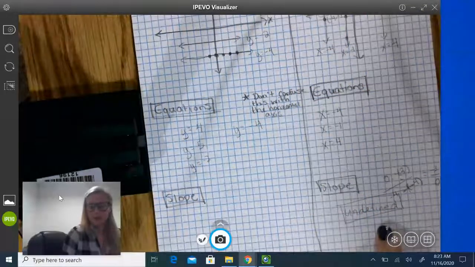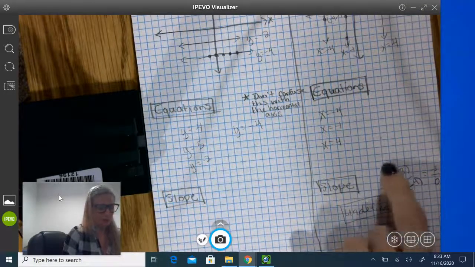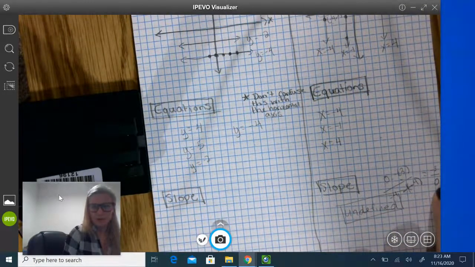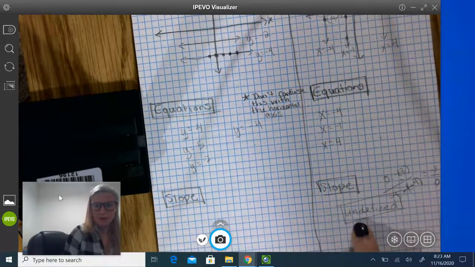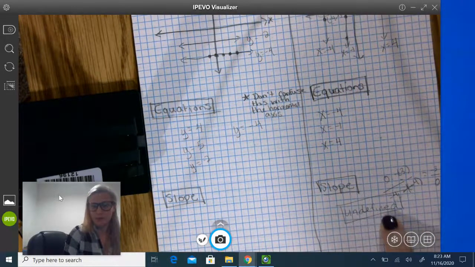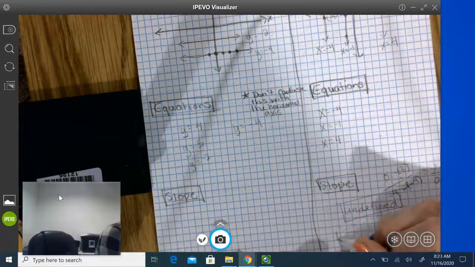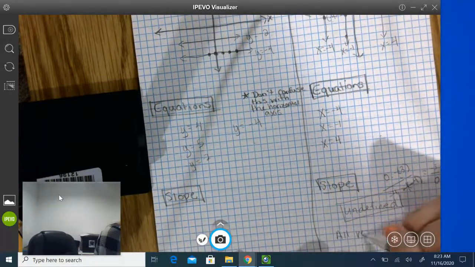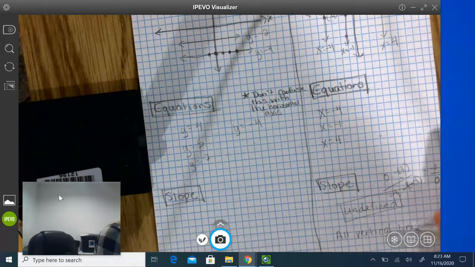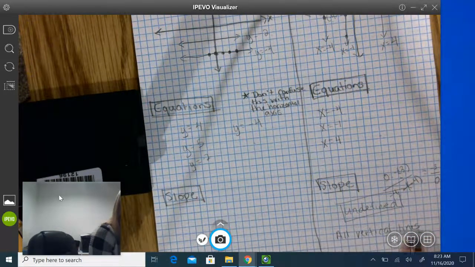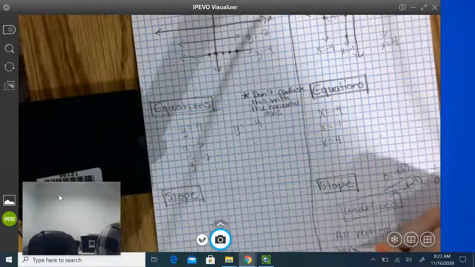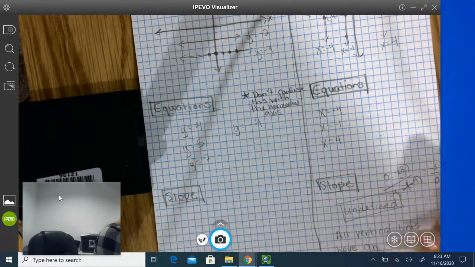All vertical lines have an undefined slope, and you can go through and calculate it and see that you'll always get 0 in the denominator. So if you just remember that eventually, all vertical lines have an undefined slope. So write that into your notes. All vertical lines have an undefined slope.